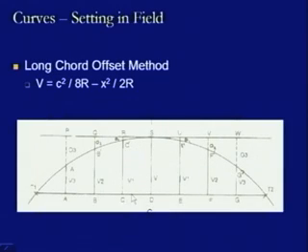Now, this is another method, the long chord offset method. In the long chord offset method, we are using the tangent lengths T1 and T2, and at the center, that is D, this maximum value is always known, and this is the Versine V. Looking at this, we have computed with respect to this value of V, and the formula says that this is equal to C square divided by 8R minus X square divided by 2R.